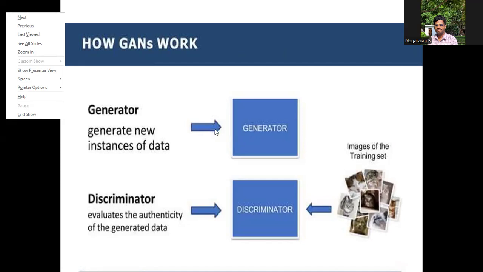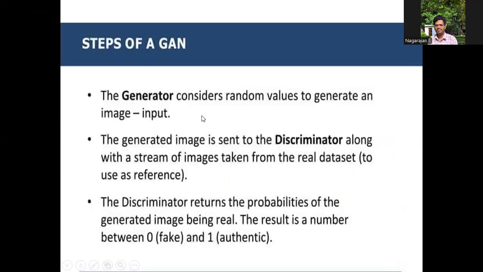Here, for example, if you want to create sample data artificially, we can get the help of GAN, with the generator as well as the discriminator. The generator always takes random values as input, which help to generate an image. These generated images then move on to the stage called the discriminator, along with a batch of images taken from the real data set.